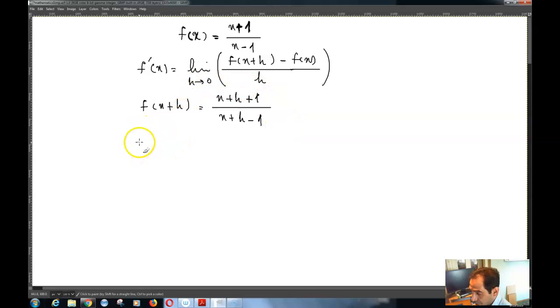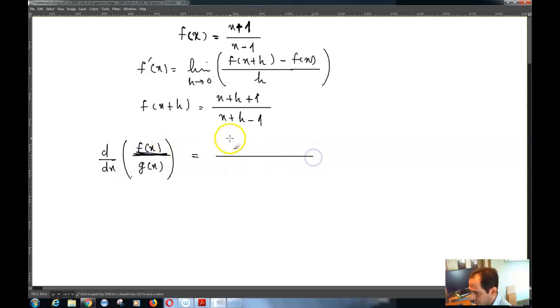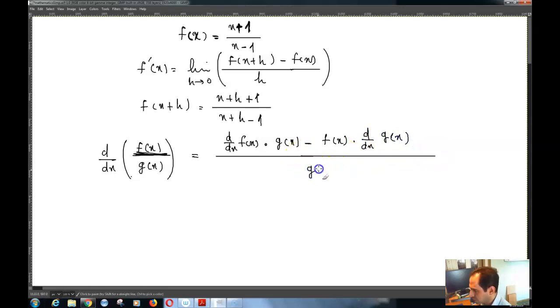So the quotient rule was basically, we said that if you have some function like f of x divided by g of x, and I wanted to take the derivative of this function, d by dx of f of x over g of x, then we write this as d by dx of f of x times g of x, minus f of x times d by dx of g of x, over g of x whole squared.